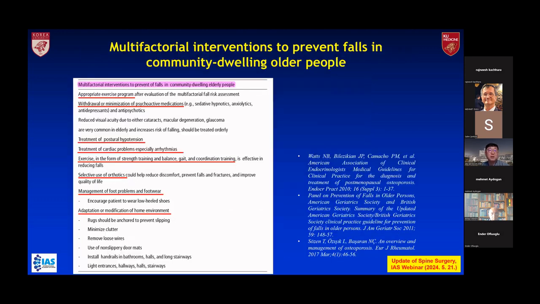And there are multifactorial interventions to prevent falls in community-dwelling patients, such as an appropriate exercise program, withdrawal or minimizing of psychoactive medications such as hypnotics, anxiolytics, and antidepressants, and treatment of postural hypotension, and selective use of orthotics, and so on.